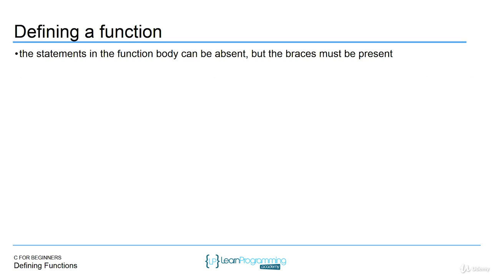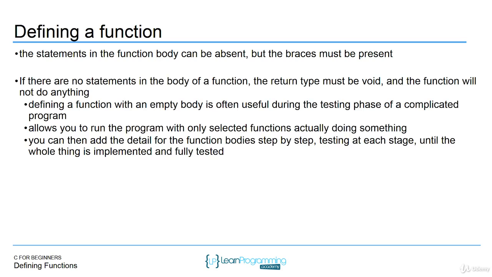The statement in the function body can be absent, but the braces must always be present. So you don't have to actually have any implementation, but you have to have the braces for a function to be there. If there are no statements in the body of a function, the return type has to be void. And again, we'll focus on this later. And the function will not do anything because you have no implementation.